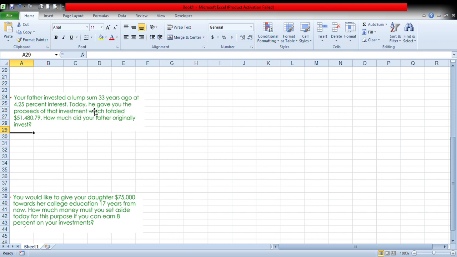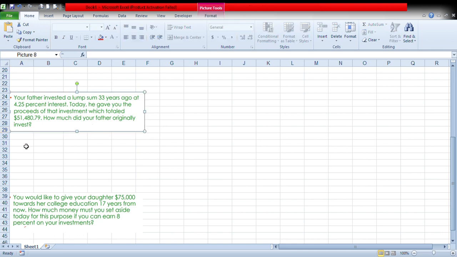The future value is 51,480.79, right? This is the future value. This is not the present value. Today he gave you the proceeds of that investment, which totaled. How much did your father originally invest? Right, so we are going to talk about the present value. How do we need to calculate the present value?